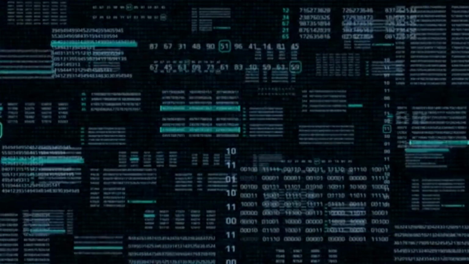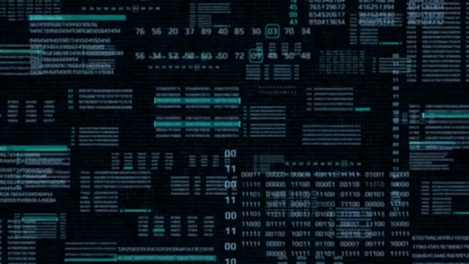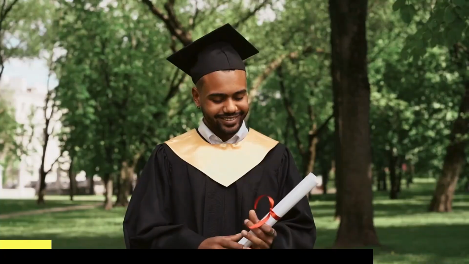Those who work as data science specialists frequently begin with degrees in mathematics and data analytics.